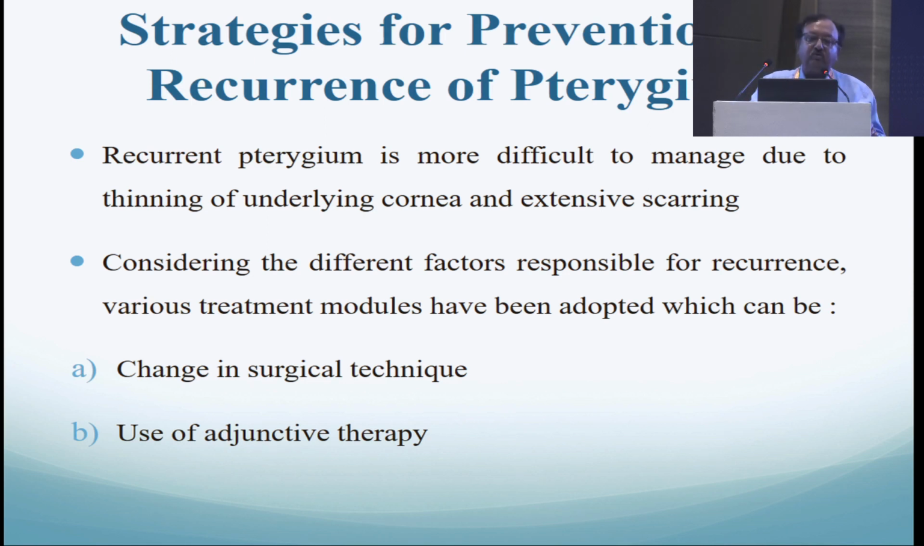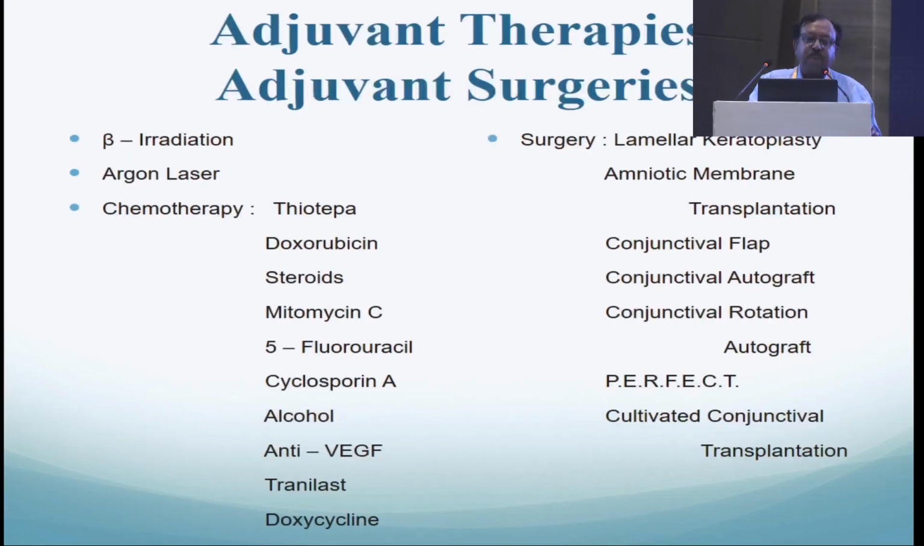So what strategy should we adopt for prevention of recurrence of pterygium? Recurrent pterygium is more difficult to manage due to thinning of the underlying cornea and extensive scarring. Considering the different factors responsible for recurrence, various treatment modules have been adopted, which can be a change in surgical technique or use of adjuvant therapy.